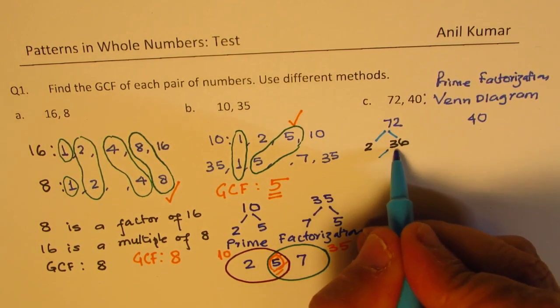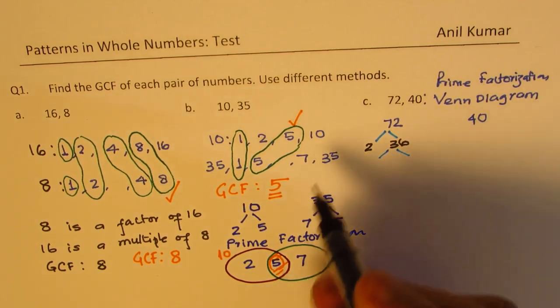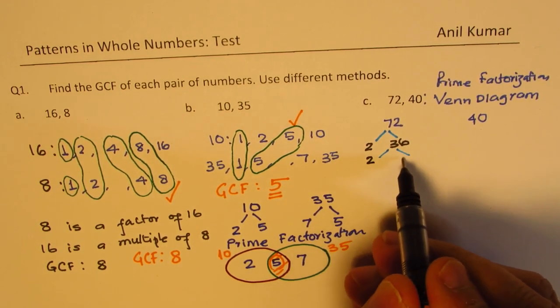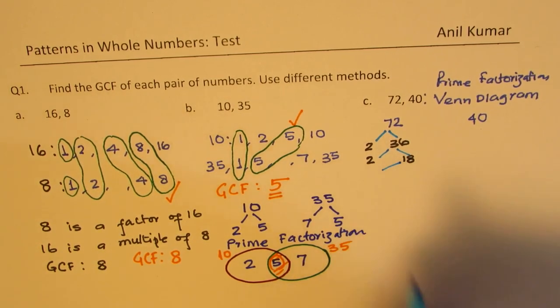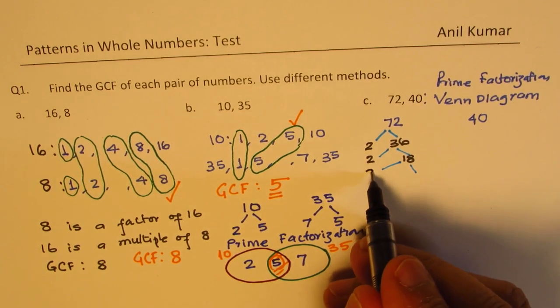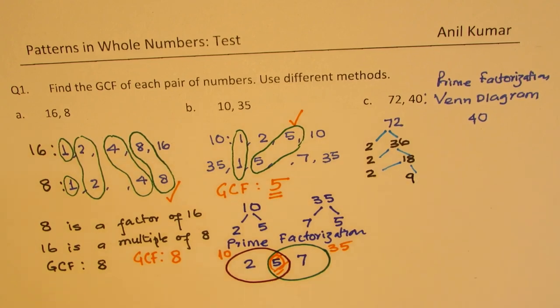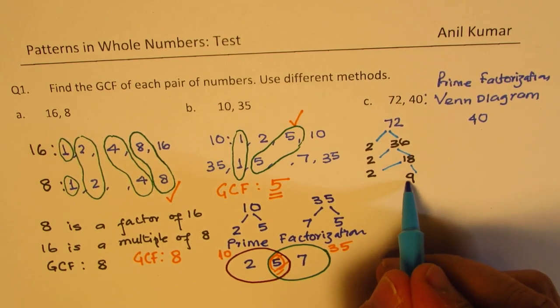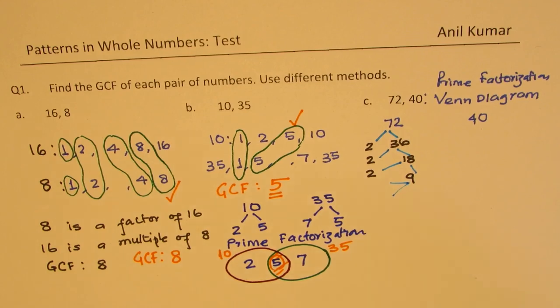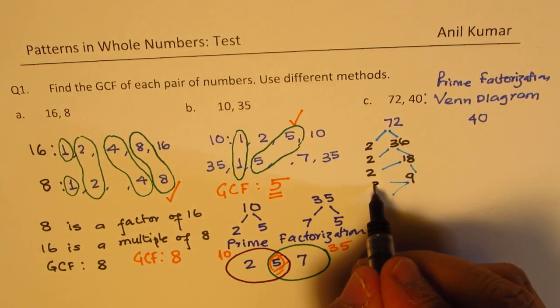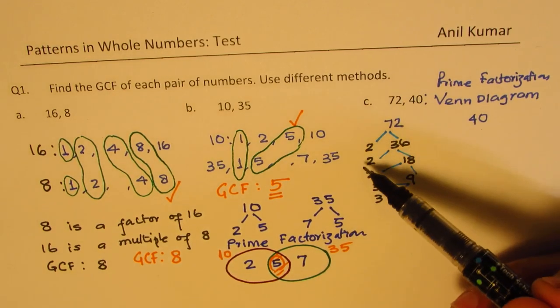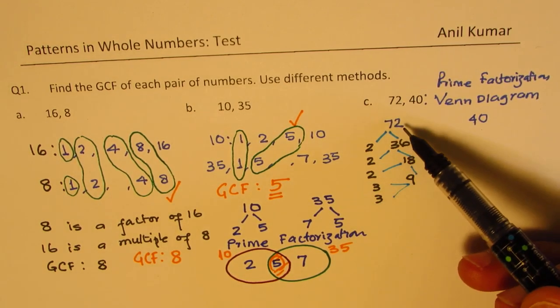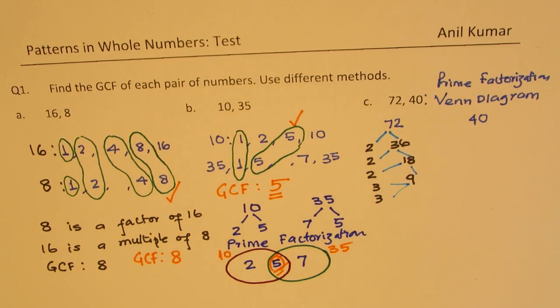So for 36, we can again split this, taking a prime number 2 times 18. And then with 18, we have again prime numbers 2 is a factor times 9. And as far as 9 is concerned, I could write 9 as 3 times 3. You see that? So 2, 2, 2, 3, and 3 are the prime factors for 72.